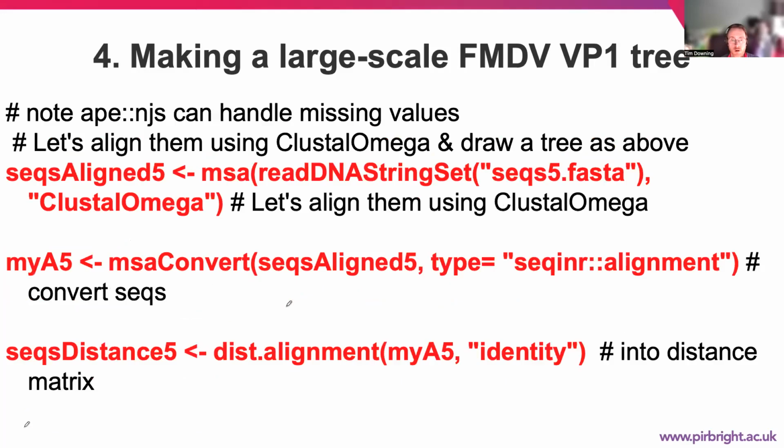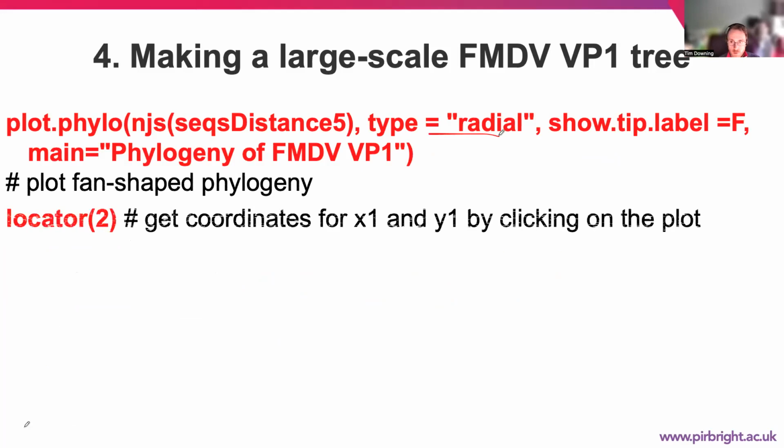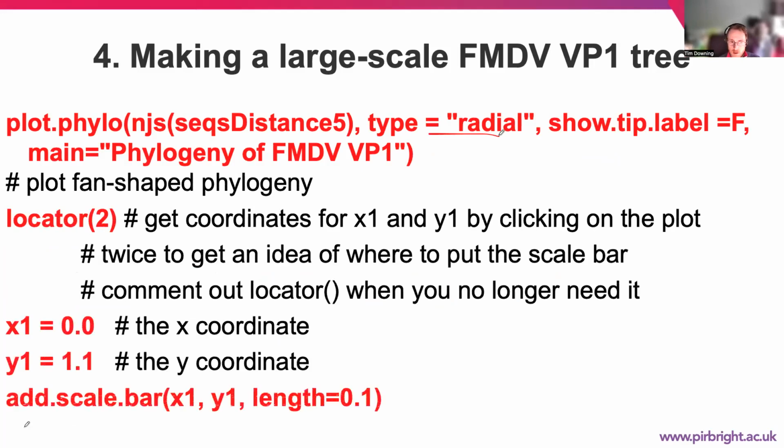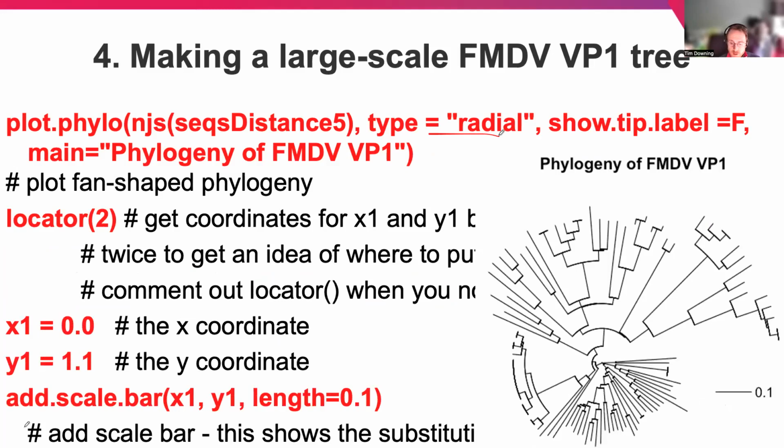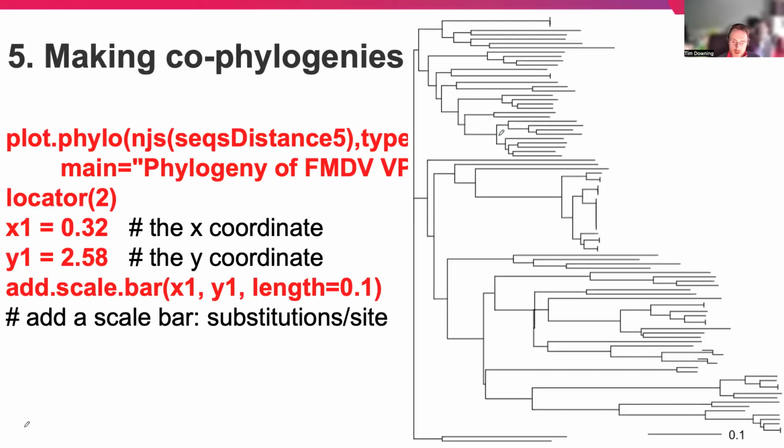In the same way as we did before, we can read that in as a DNA string set and align them, bearing in mind that it will take longer if you have more sequences. This time we're using also Clustal Omega, just so you can see that there are different options there for alignment. We can then convert that into a distance matrix and plot that using plot.phylo again, this time using a radial tree. And then if we do that, we'll get something like the plot that's shown next. We can create a phylogram as well, which maybe is better, it depends on your preferences, but that also is effective.